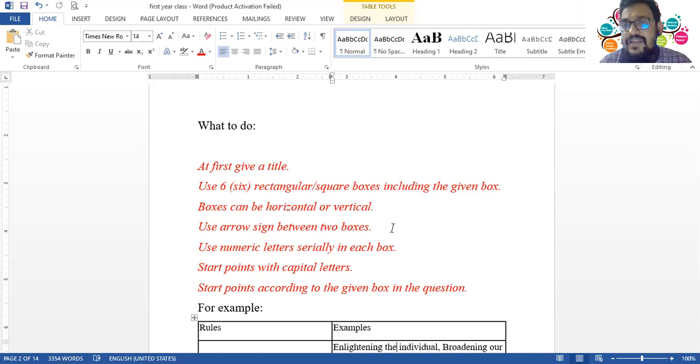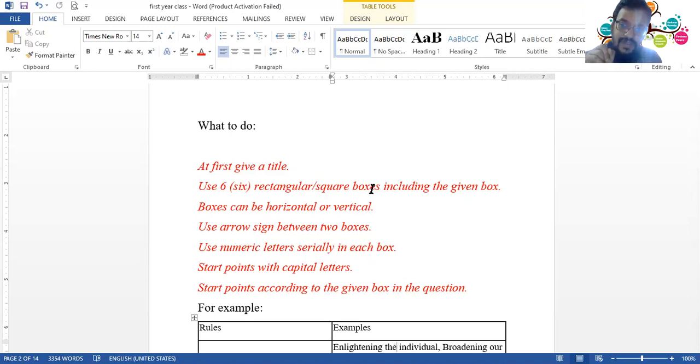Title, if you give the title, that will create an impression. Then use the 6 rectangular or square boxes as per the size of your writing. The box sometimes will be rectangular, sometimes square. And use 6 boxes. This is a very important thing.